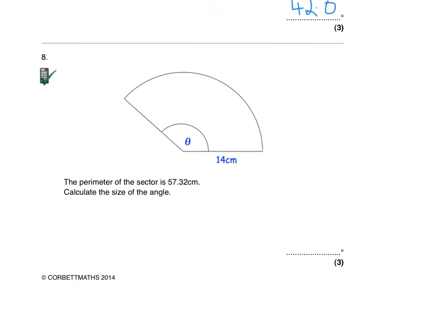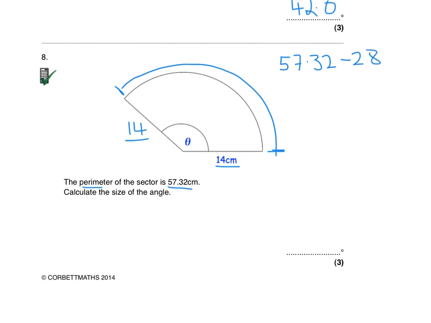Next question. I'm told that the perimeter of the sector is 57.32. Before I start, I need to know what the arc length is, which is this here. If this is 14, this radius must also be 14. So I first need to do 57.32, take away the diameter, which is 28, which gives me 29.32.